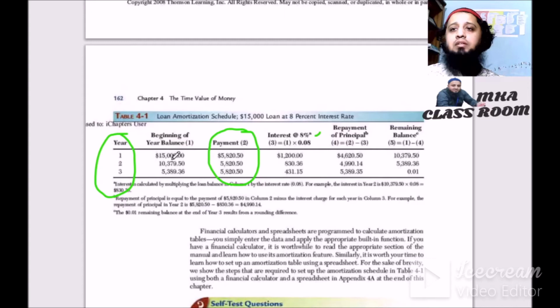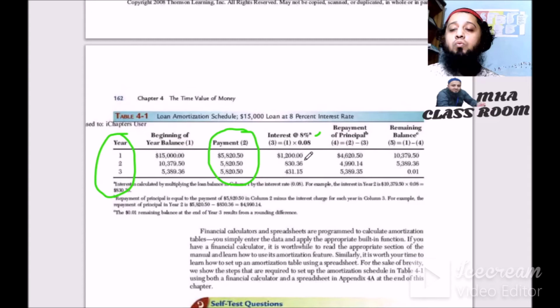So beginning balance 15,000 times 0.08, that is the interest we are paying, 1,200 in the first year. So our payment is 5,820, and it contains interest of 1,200. So how much principal is repaid?